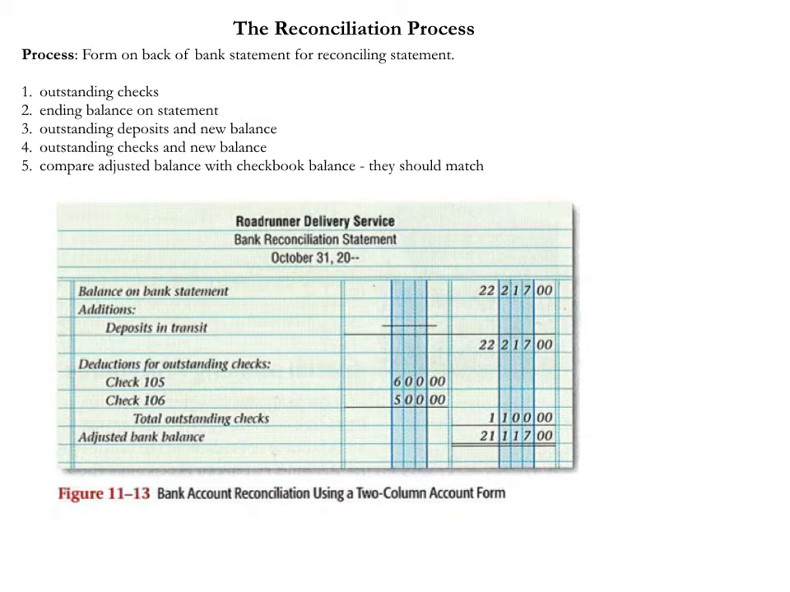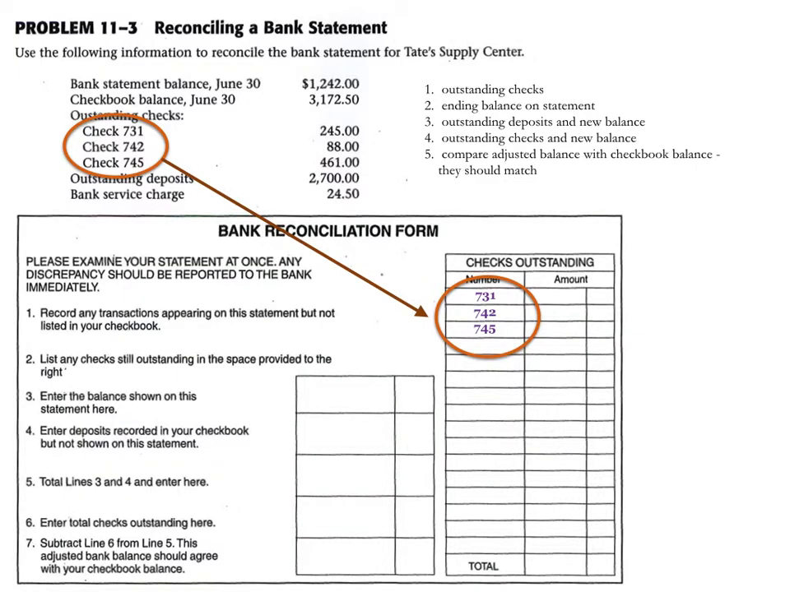Another way to look at this is very similar to the form that we used for the statement of changes in owner's equity. We can look at this in a 2-column format. Again, we have the same fields. We look at the outstanding checks. We start with the ending balance on the statement. We add any deposits that have not yet been incorporated. We subtract any outstanding checks and update to a new balance. And then finally we compare the adjusted balance with our checkbook balance.